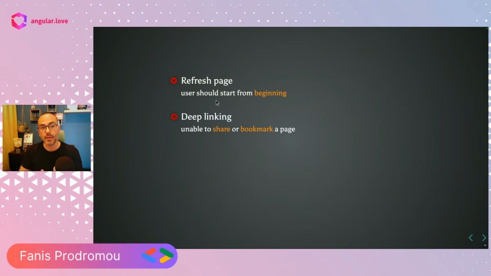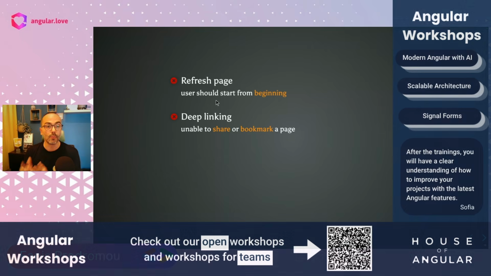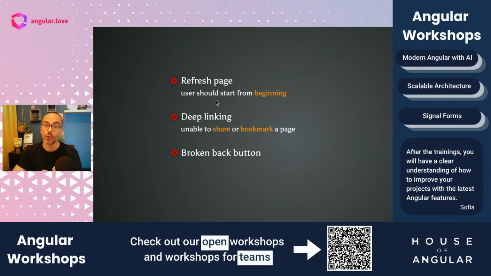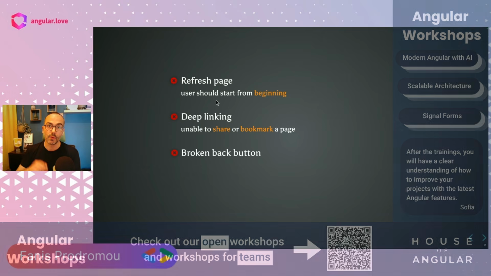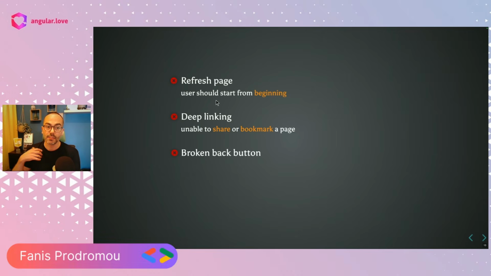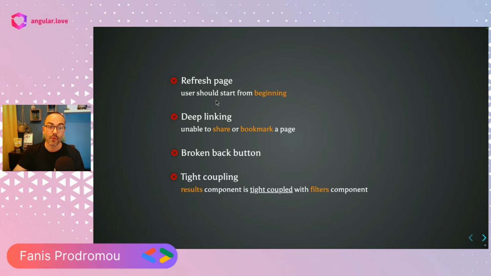On the other hand, we are also missing deep linking, where the users are unable to share or bookmark a page. We have a broken back button. At the time that we are selecting any filter or changing a pagination, it's very nice to also utilize the back button, which is an amazing browser functionality. And also, we have a tight coupling between results and the filters component.